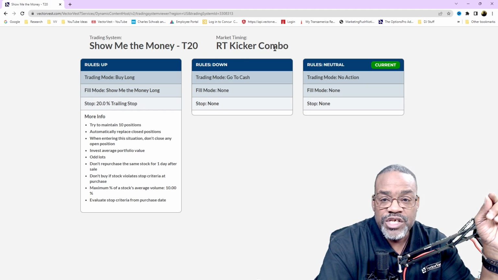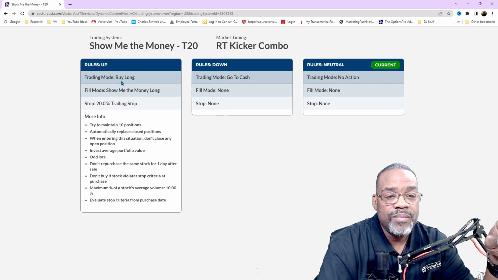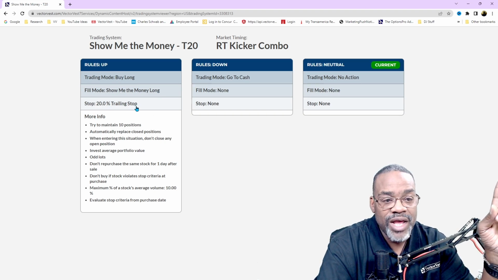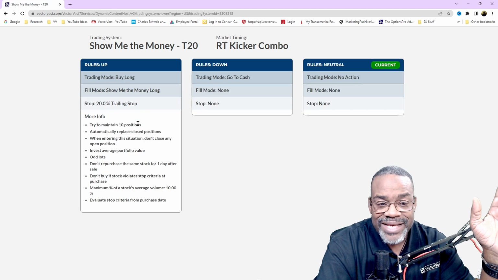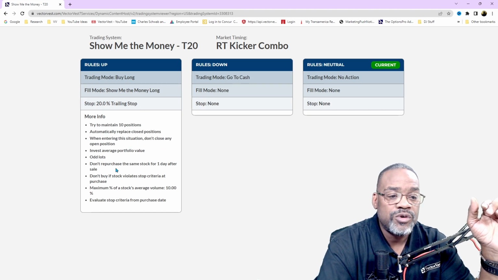It's using the RT kicker combo. Trading mode, buys long. On the fill mode, it's going to use show me the money long. Stop, 20% trailing. More info, try to maintain 10 stocks, automatically replace closed positions. Folks, it lays it out for you.